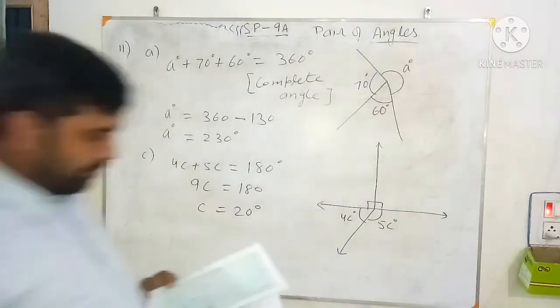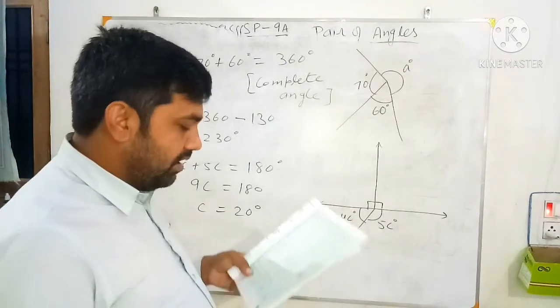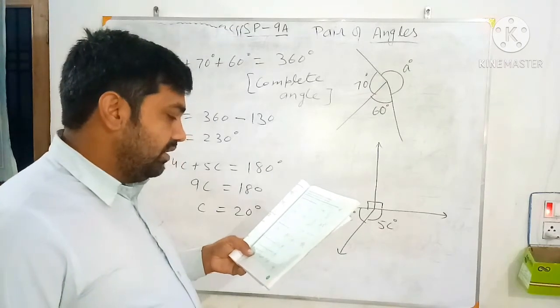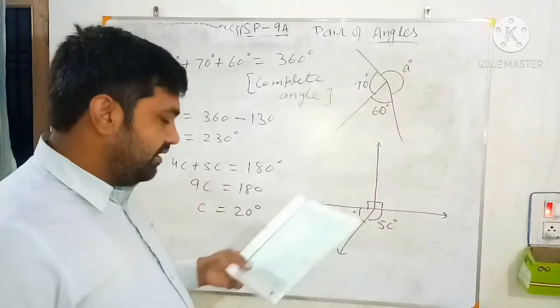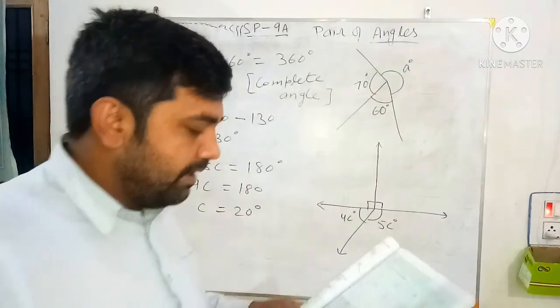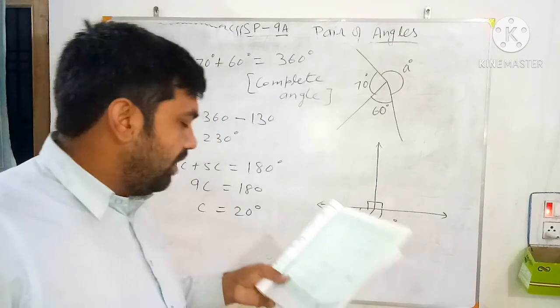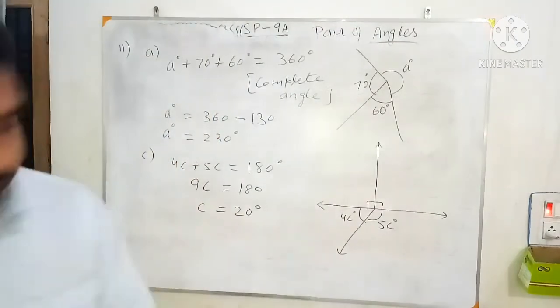Similarly, you can do question number D. Add all the angles, and this is a complete angle. Add all the angles and equate to 360 degree. And the reason you quote is complete angle is always 360 degree. Now we solve question number 12.